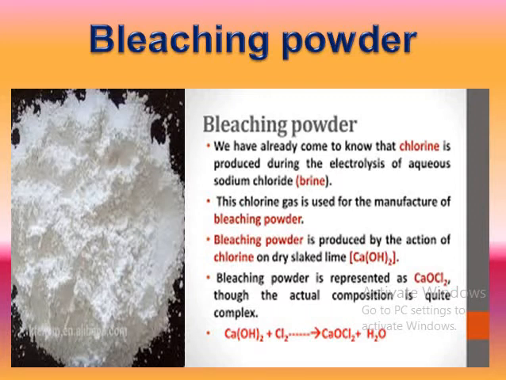This is a very important product. It is used for bleaching cotton and linen in textile industries. It is used as an oxidizing agent. It is used for disinfecting drinking water to make it free of germs. In swimming pools also it is being added.